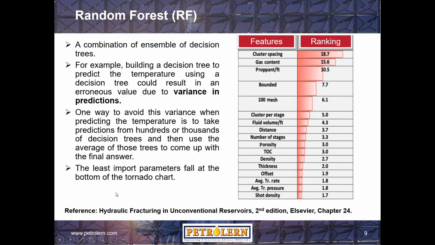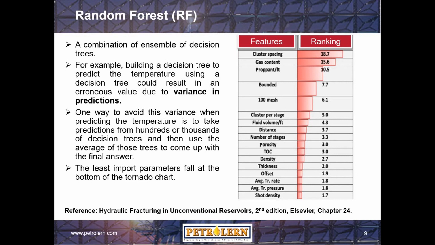Again, this is from the case study that we did from the hydraulic fracturing book on the second edition, and you can see in this case study, cluster spacing and gas content and proppant per foot had the highest impact on the production performance, which was EUR per 1,000 feet. So that gives you some understanding into your data of what really drives your performance. What is driving your production performance, which is very important. Is it your cluster spacing? Is it your proppant per foot? Is it your well spacing?